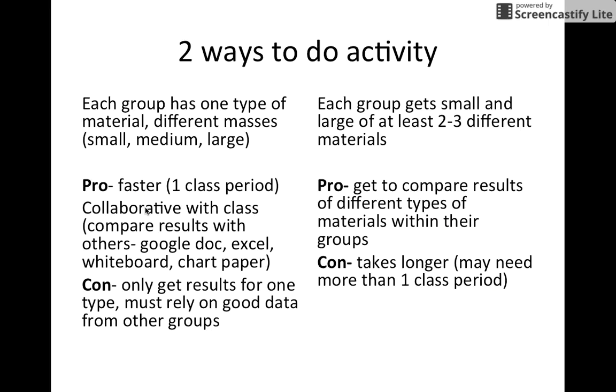There are two ways to run this activity. You could have each group have one type of material in different masses: small, medium, large. This will run just one class period if you do it this way. The con is that they're only going to have results from one type of material, so they're going to have to compare with other groups. Hopefully the other groups are doing as good a job as they are. Let's say one group's testing newspaper, another group's testing cardboard, or whatever. They're going to have to share the results with the class, either on chart paper, an Excel sheet, the whiteboard, or even a Google Doc, so that they can see the difference in results of different materials. And that way you could lead into a discussion on specific heat.